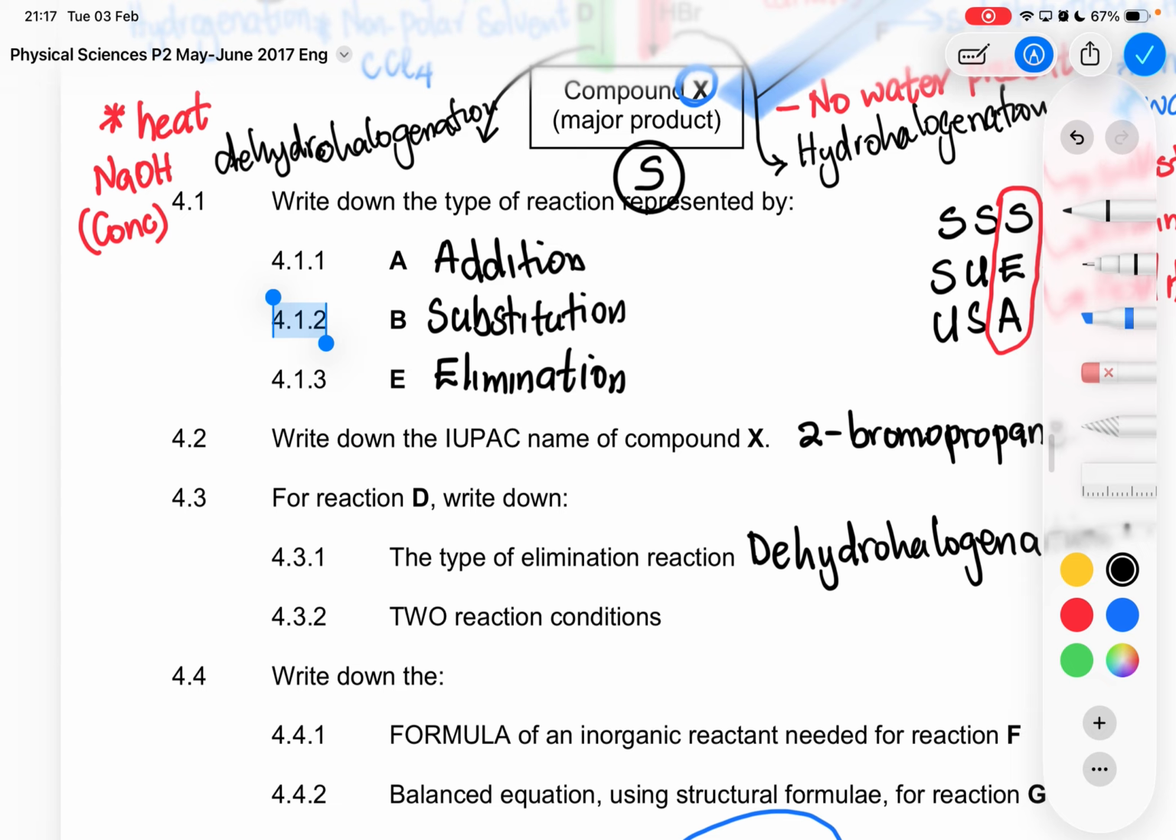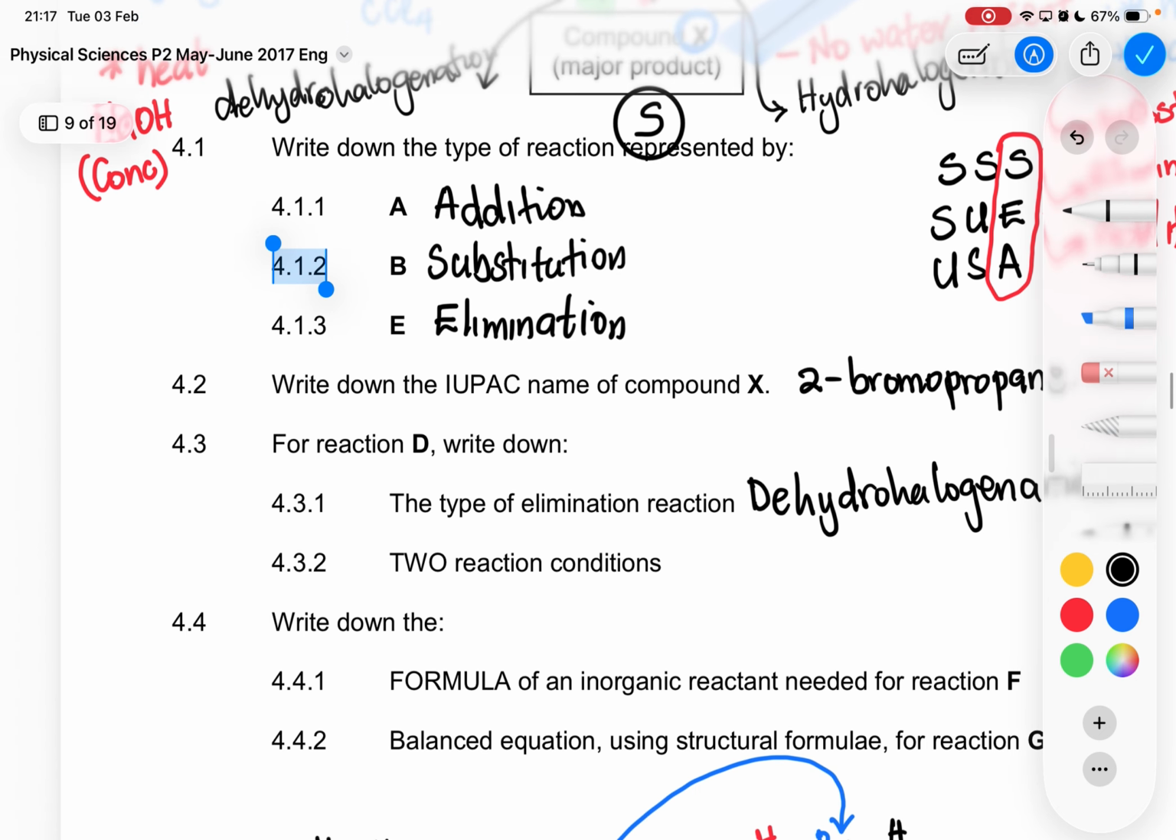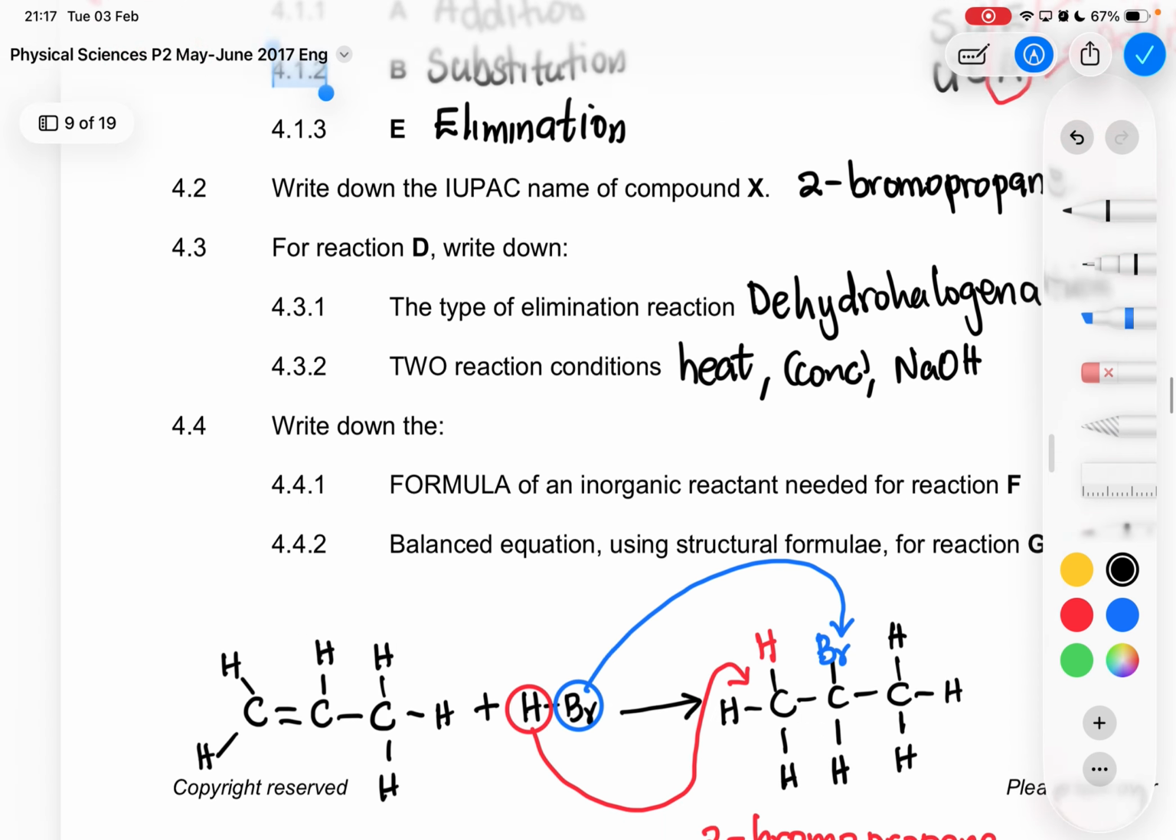Okay, it's fine. So the conditions there are the heat that we need, and we also need a concentrated strong base. We want a concentrated strong base. So yes, those are the reaction conditions for this particular problem.